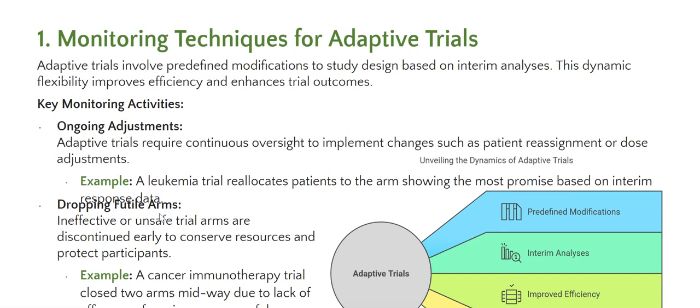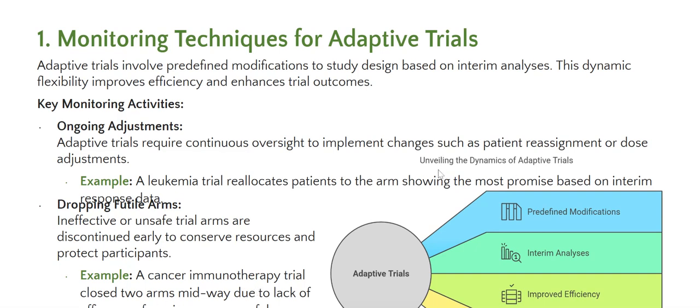Dropping futile arms: ineffective or unsafe trial arms are discontinued early to conserve resources and protect participants. For example, a cancer immunotherapy trial closed two arms midway due to lack of efficacy, refocusing on successful treatments, meaning focusing and concentrating the resources and the rest of the trial on the remaining arms after closing the two arms. And this is just an example.